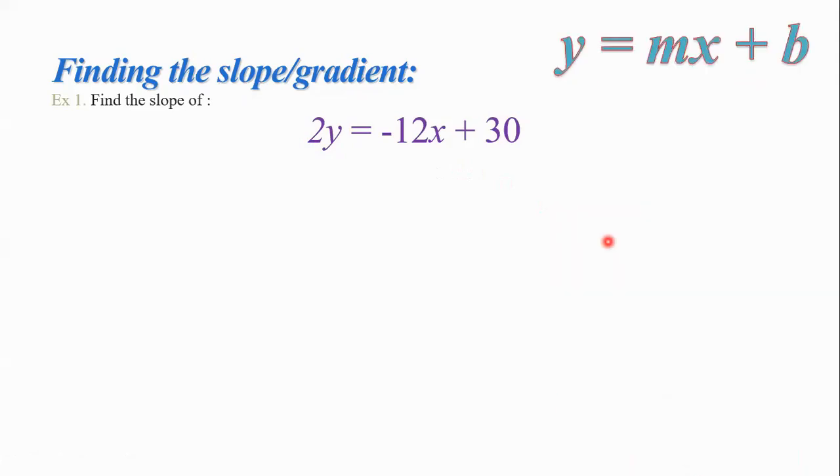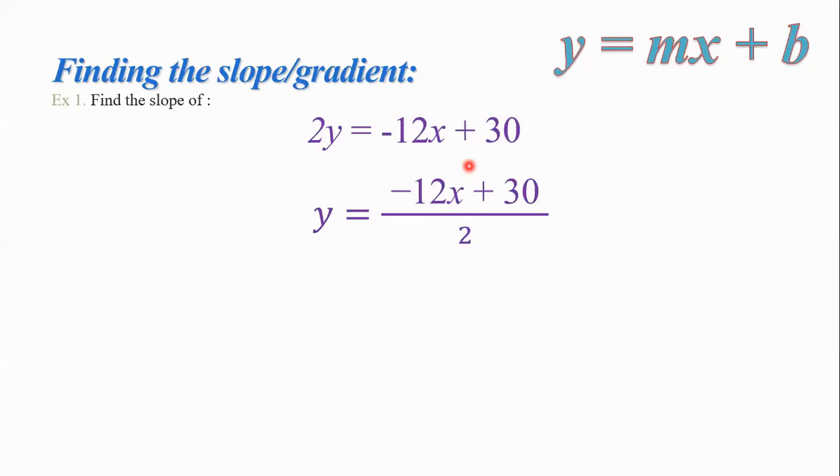It's not quite in the slope-intercept form. So what I need to do is take this 2 and carry it to the right side of my equation. I need to make y and only y the subject of this equation. Because this is 2y, this means 2 times y. And so when this 2 comes over to the right side, the inverse operation will happen. The opposite or inverse of multiplication is division. So when this 2 comes over, it's going to be division. So it's going to be y equals negative 12x plus 30, all divided by 2.